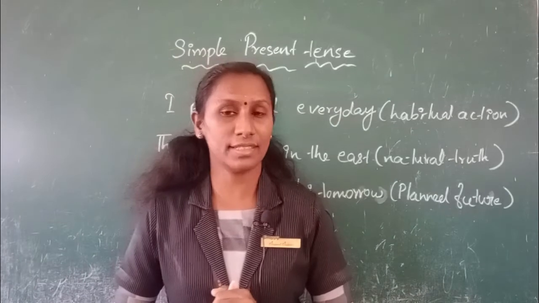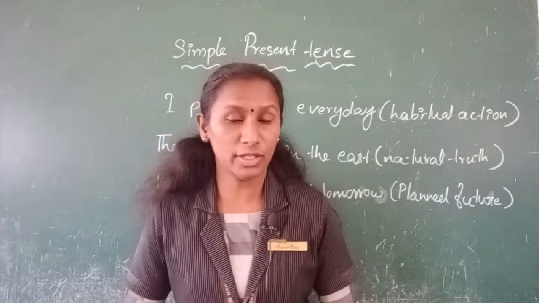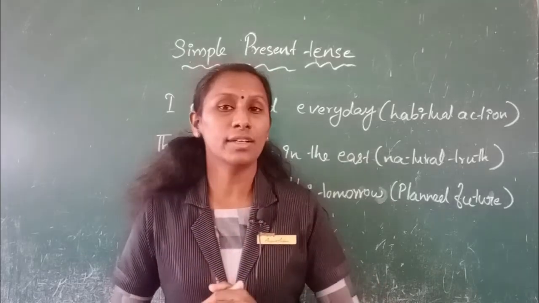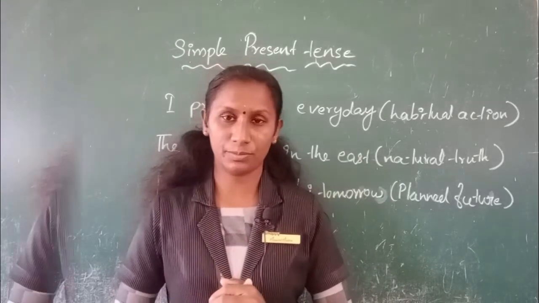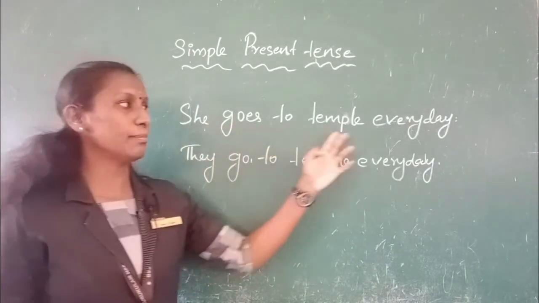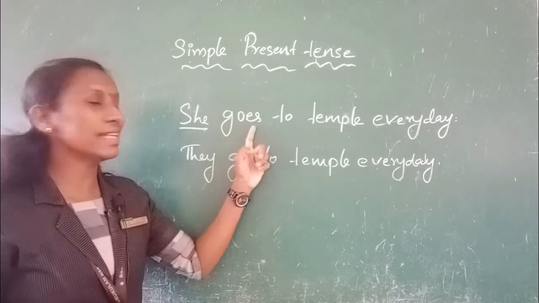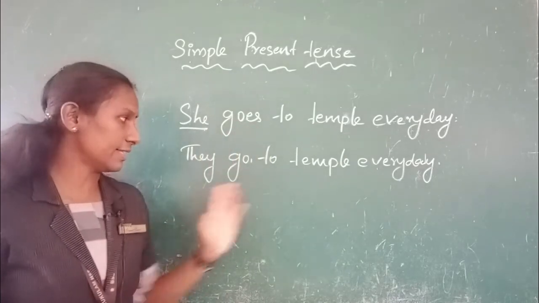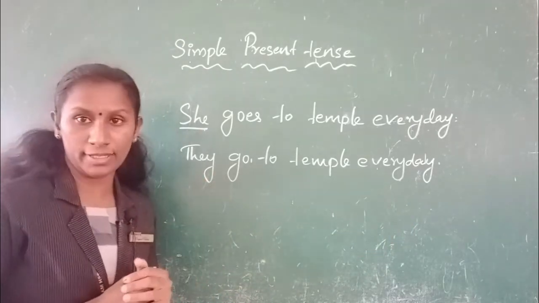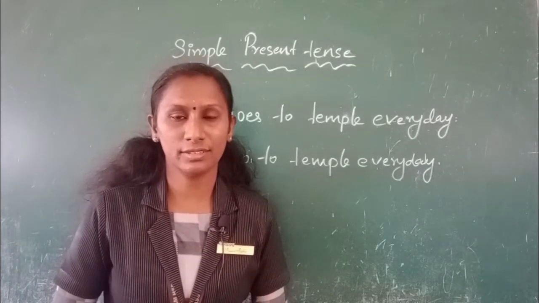Here in simple present tense, the subject is followed by the verb. That is, if the subject is singular, we add s or es to the verb. And if the subject is plural, we do not add s or es to the verb. Let us see a few more examples. Now look at these examples. She goes to temple every day. Here the subject she is singular, so we added es to the verb go. And in the second one, they go to temple every day. Here the subject they is plural, so we did not add s or es to the verb. Is it clear, children? Okay.